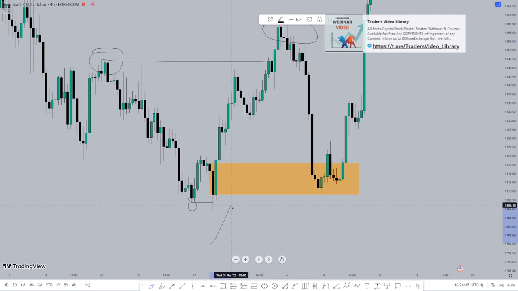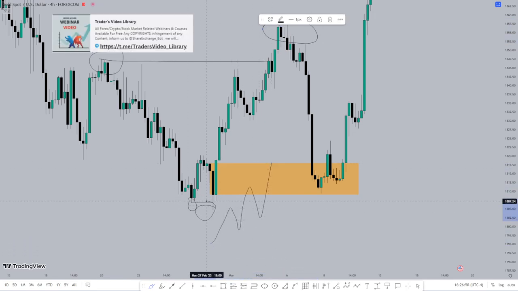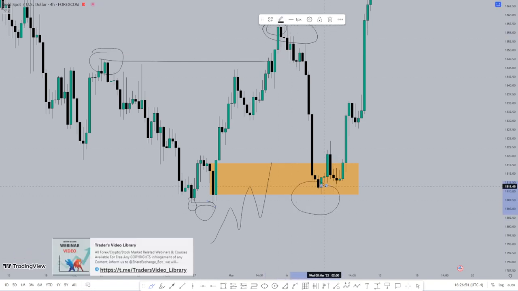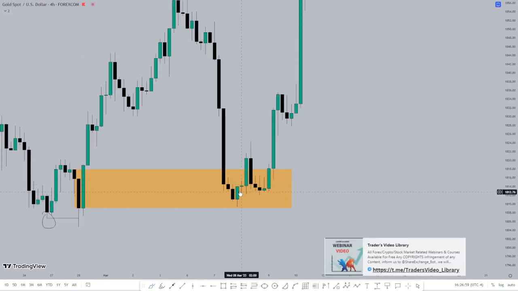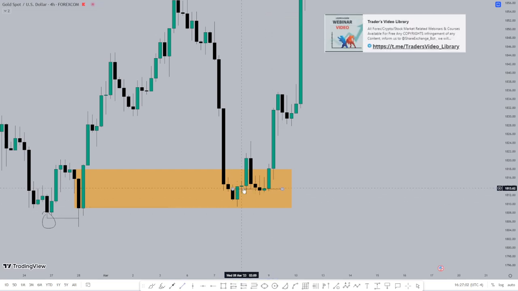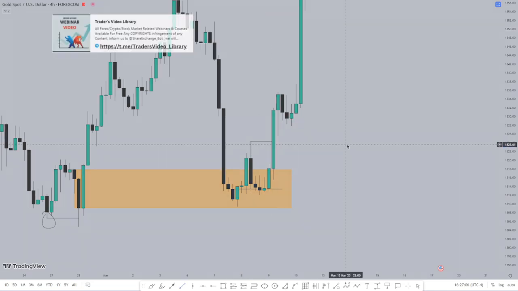As you can see, the market structure: low right here, high right here. Price comes back, makes a higher low, and expands. As you can see, right here, the last down close candle. Just look how price candles respect this. Price shifts right here, as we go to a lower time frame.